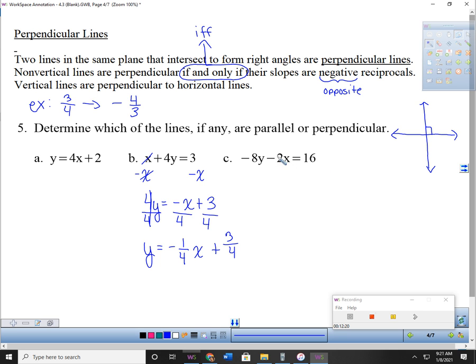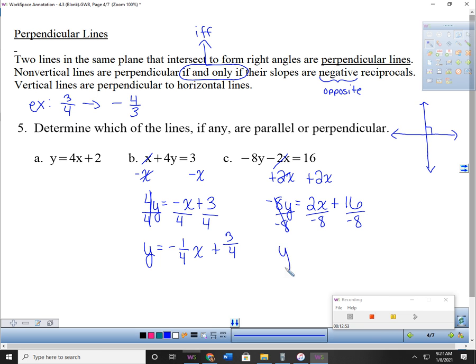And then same thing with this one. We need to solve for y. So I'm going to go ahead and add the 2x. And I want the x to be in front of the number that doesn't have the variable. So negative 8y is equal to 2x plus 16. And then we'll go ahead and divide by the negative 8 every term.